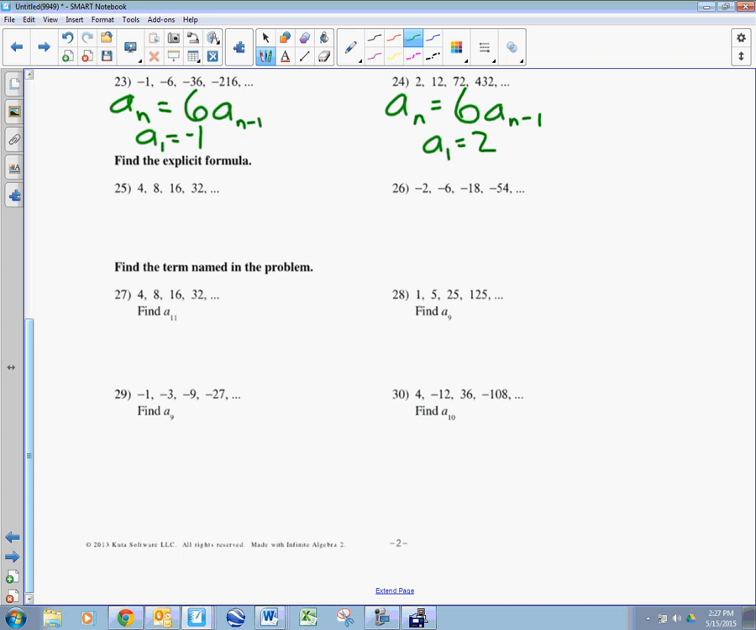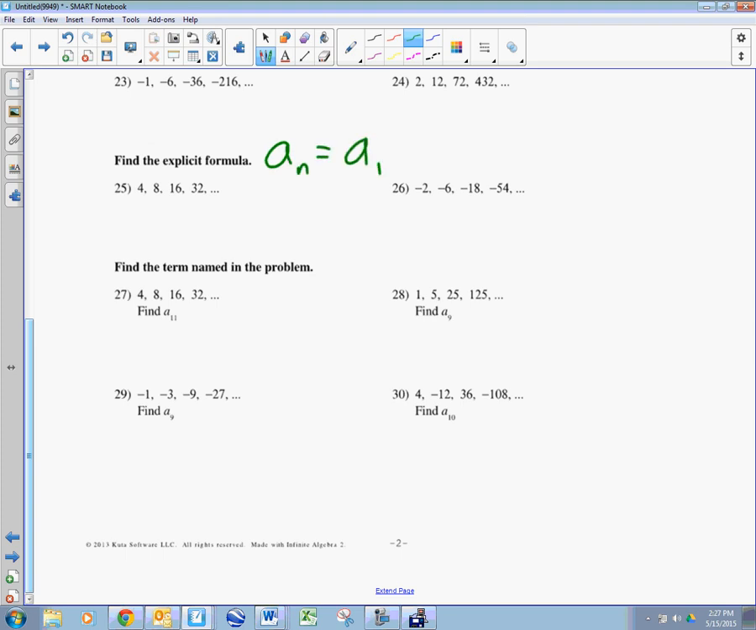Find the explicit formula. Explicit formula is different. a sub n is equal to a sub 1 times r to the n minus 1. That is your explicit formula for a geometric sequence, different than recursive. I don't think I have any problems in your assignment that ask for recursive. I just brought them up because they do come up from time to time. I want to make testing simple.